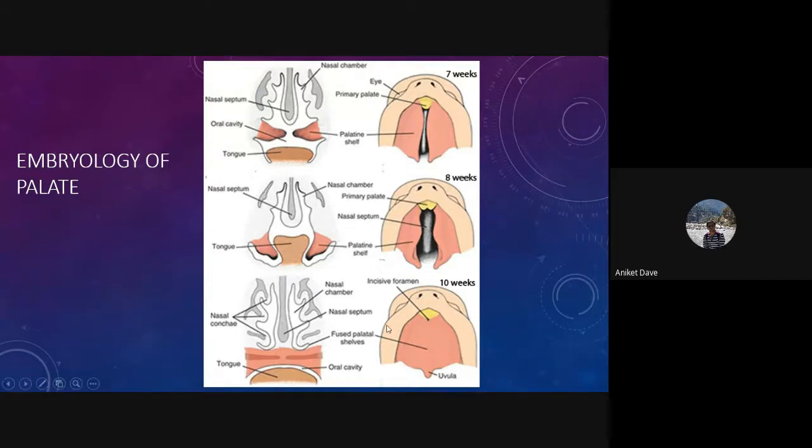And if you see in the last image, the lowest one, at 10th week, the palatine shelves align themselves horizontally again and fuse in the midline. This gives rise to the secondary palate, as we call it, the pinkish appearing palate. The anterior most part of the palate, which is yellow in color, comes from the medial nasal process, which was forming the philtrum of the lip, if you remember from the previous slide. And in between the two is the incisive foramen.